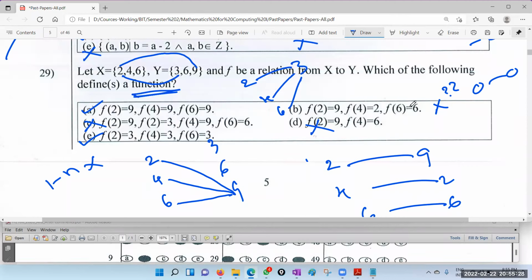The reason why we are not marking this is, here clearly you can see 2 to 9 is fine, but 4 to 2, and 2 is not there. So therefore we can think of 4 as not mapped. 4 is an orphan because 4 is not mapped to a value in the range. It's mapping to something else. That is why we didn't take it. So that should be justifiable. So the answer is A and E. Right, 30.